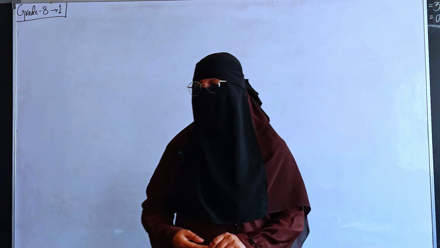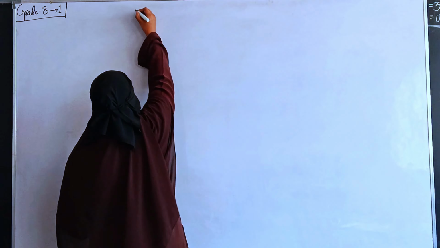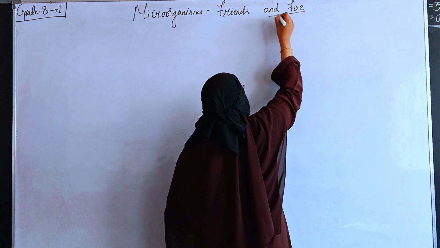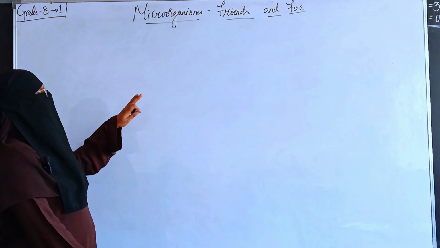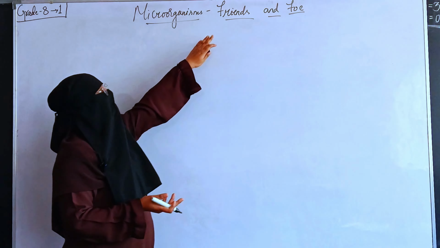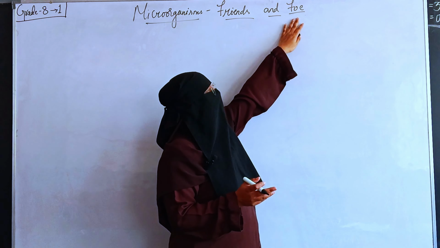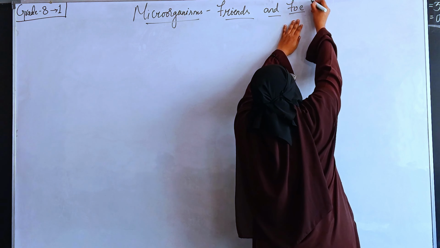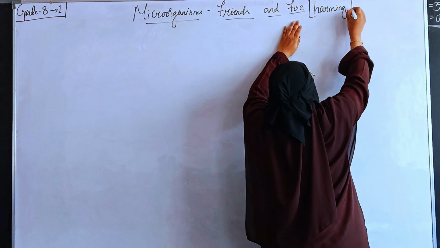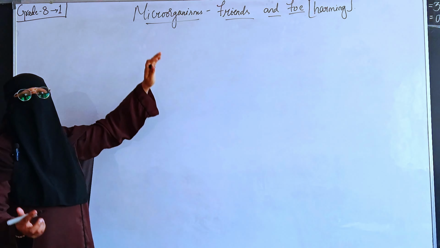Hi all the students. Let us get started with the first chapter of biology by name Microorganisms, Friends and Foe. Basically, there are three headings in the topic. One is microorganisms. We have to know more about microorganisms. The second one is how are these microorganisms behaving as friends in our daily life and how are they acting as foe. Foe is anything which harms, something which is harming. So that is foe. So let us explore the first heading, which is nothing but microorganisms.